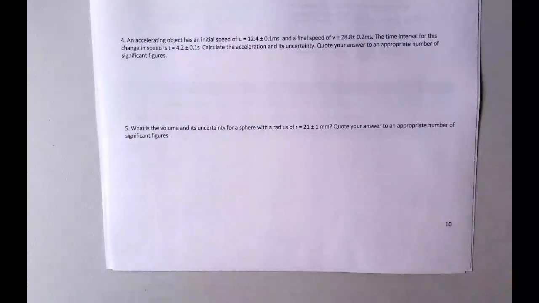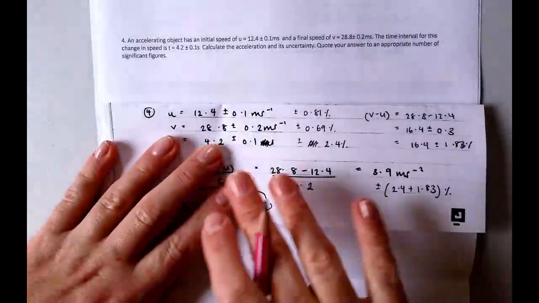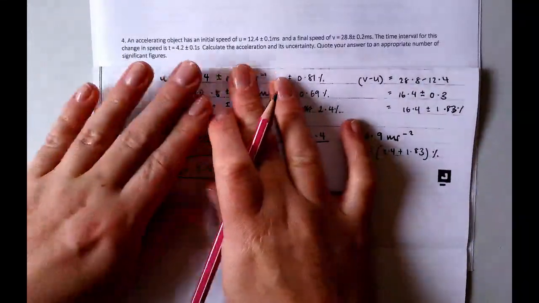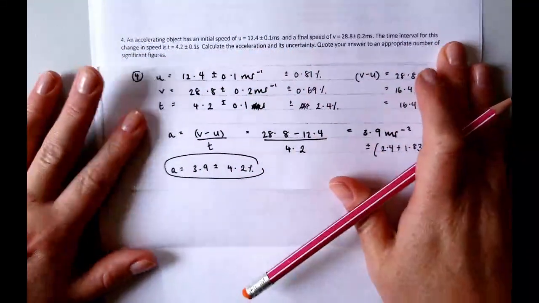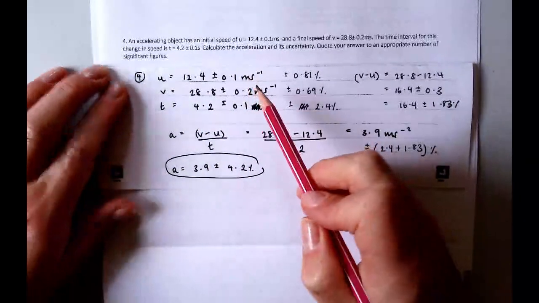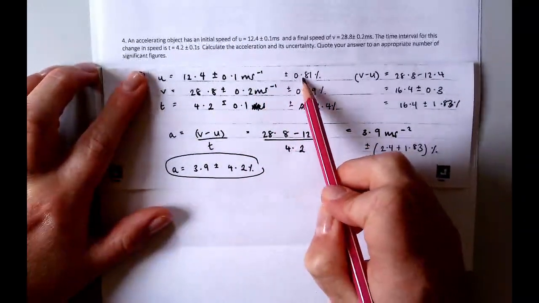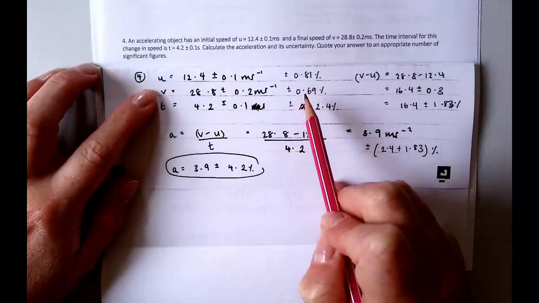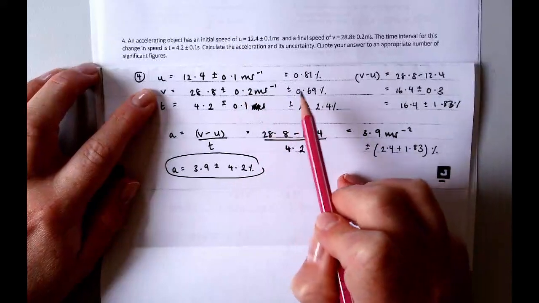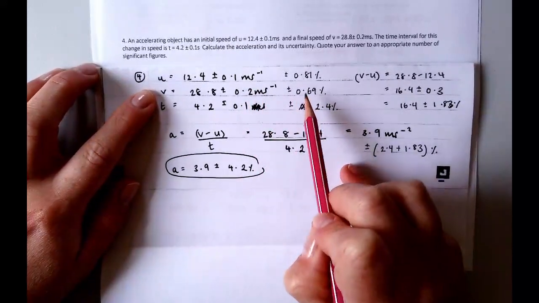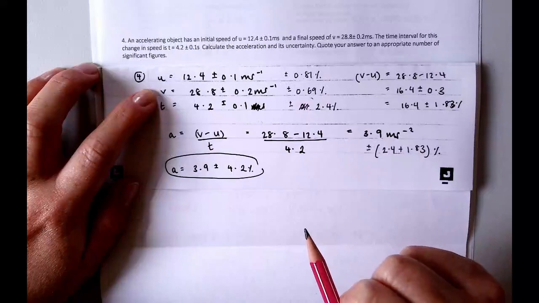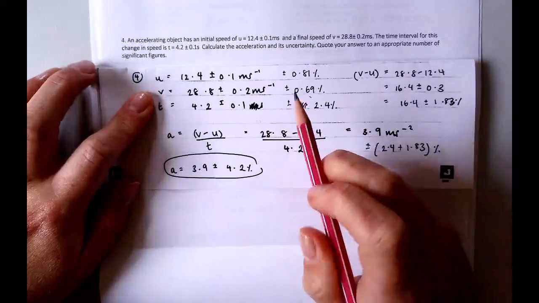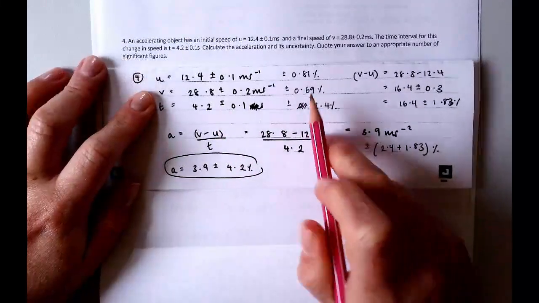Next up is number 4. So we've got an accelerating object has an initial speed of 12.4 plus or minus 0.1 meters per second. I've converted that immediately to a percentage. I know it's going to be helpful. I've got a final speed V of 28.8 plus minus the absolute uncertainty. I've converted that to a percentage. By now you should be familiar with this. And again, I've done the same for the time.